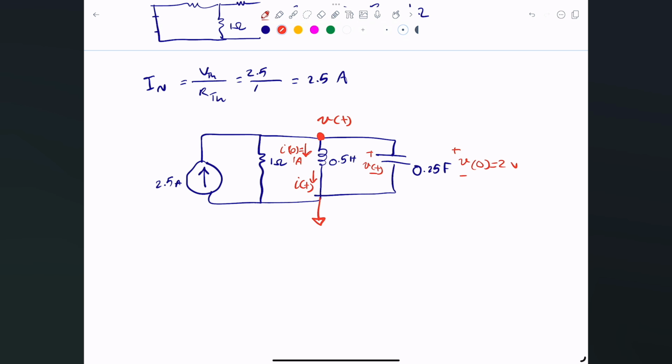So we can just say, well, negative 2.5 amps plus V of t divided by 1 ohm plus, well, I'm looking for the current, so I'll just keep it as I of t. This is the current flowing through the inductor. And what about this one here? Well, this basically is V of t. I'm actually looking for currents again, so I'm not looking for V of t.